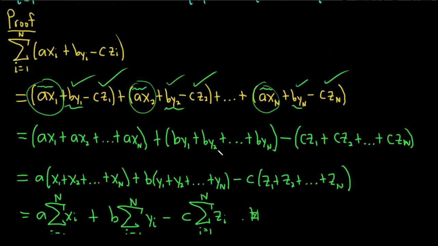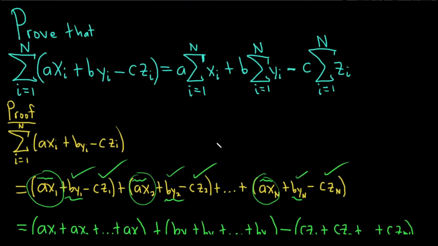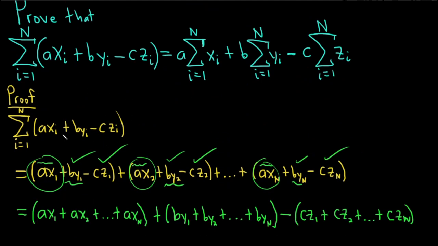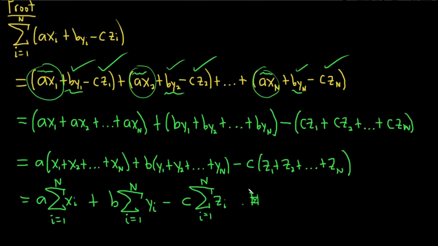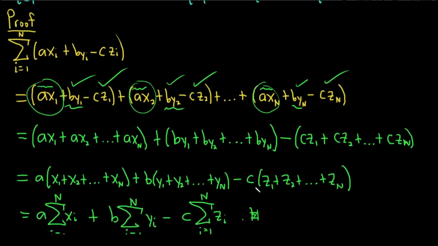So not really a tough problem, just a good exercise in getting used to working with sums. So again, you start by writing out the terms, and then just group together the x's, group together the y's, group together the z's, factor out the constants, and then just go back to summation notation.